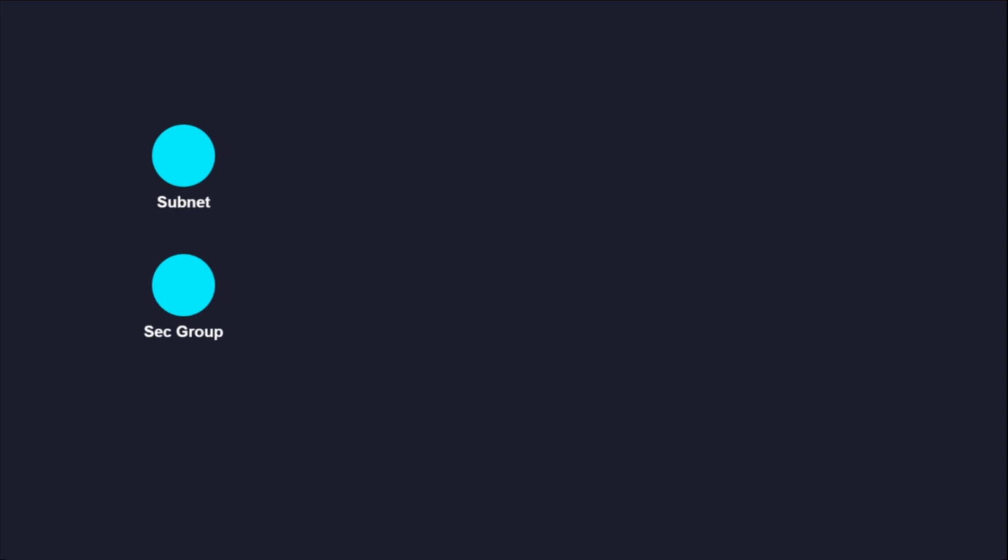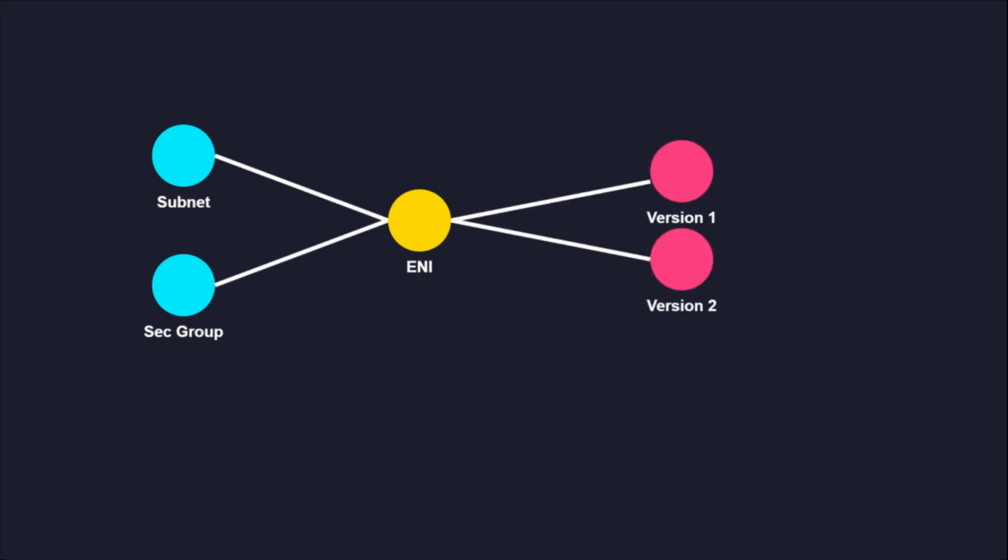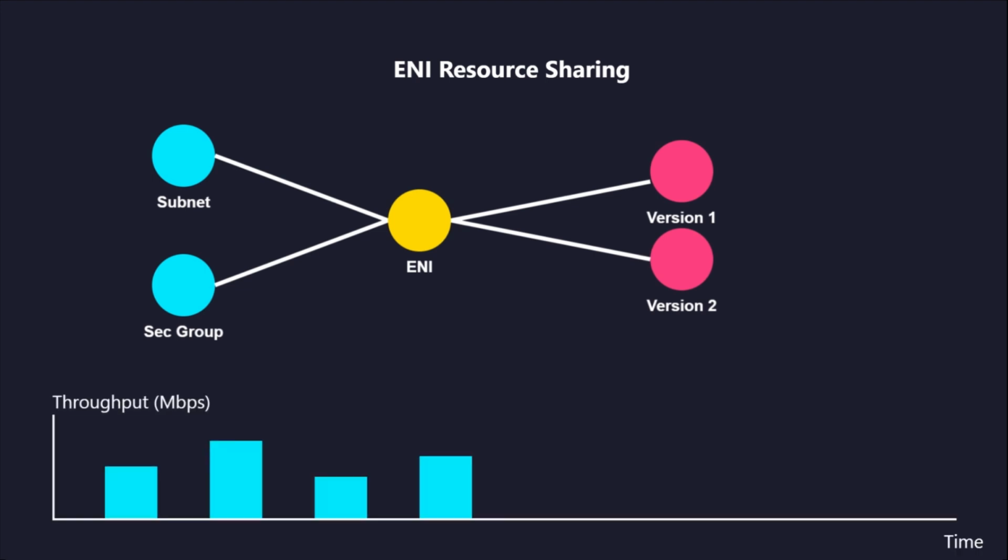The platform creates an elastic network interface for every unique combination of security group and subnet. These interfaces are shared across different function versions to optimize resource usage. Understanding this reuse is vital for monitoring network throughput and troubleshooting connectivity drops.